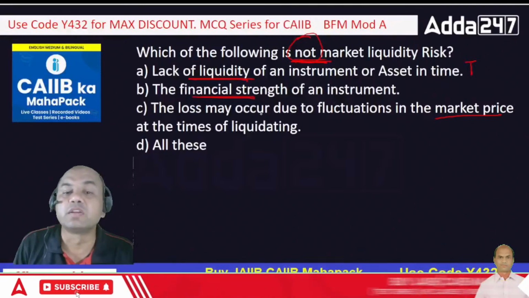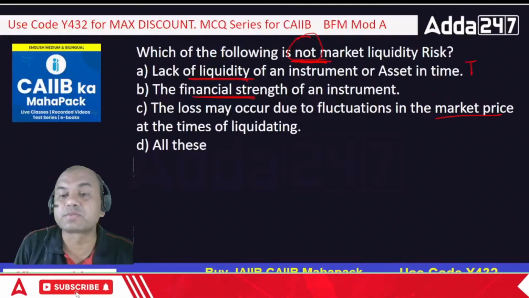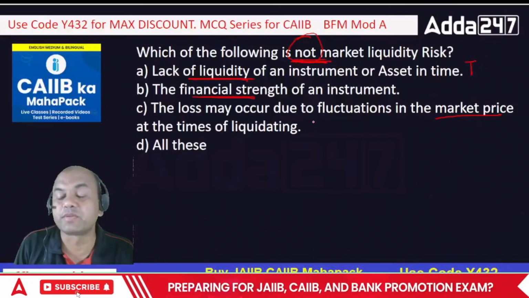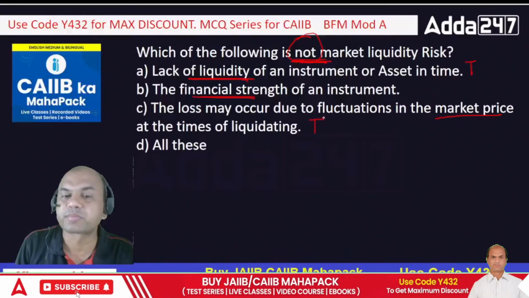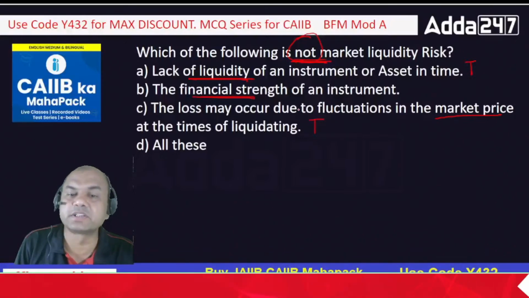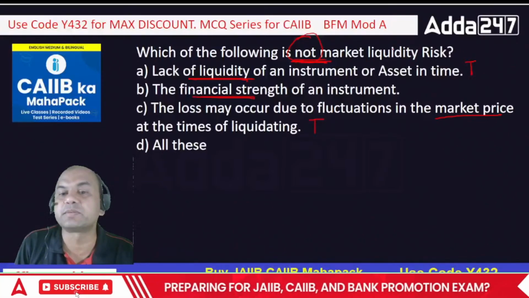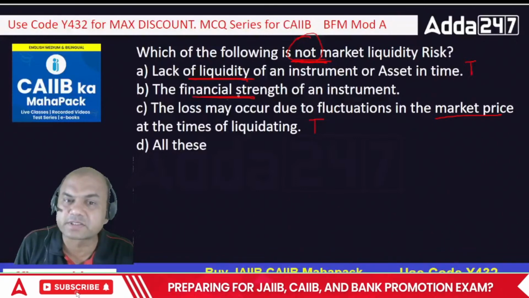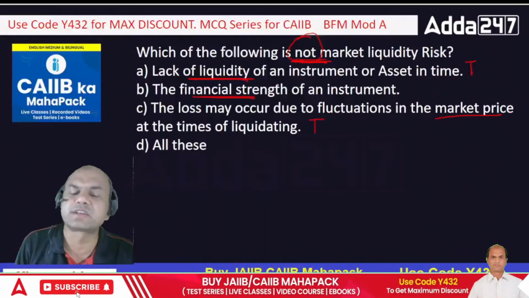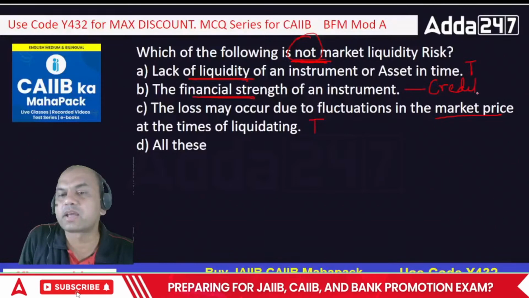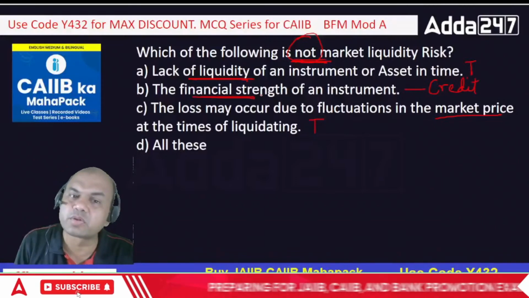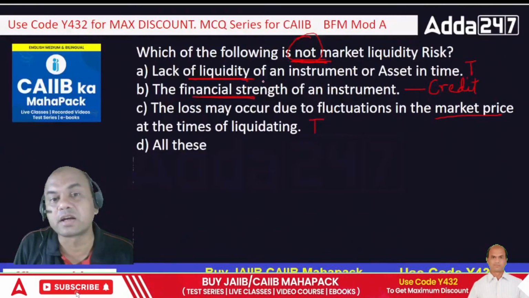Let's see. Loss may occur due to fluctuations in the market price at the time of liquidating. Now this part over here is definitely true, because this becomes a part of market risk and it is a part of liquidity risk. Only this part is doubtful. Financial strength of the issuer is mainly credit risk. Why credit risk? Although it may lead to liquidity risk, it is basically credit risk.